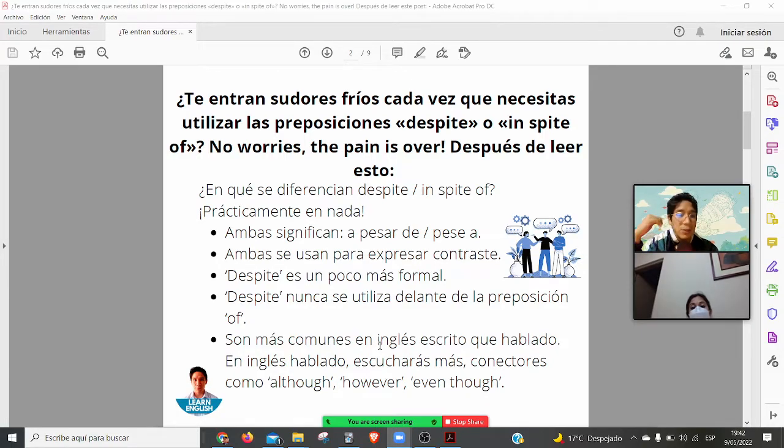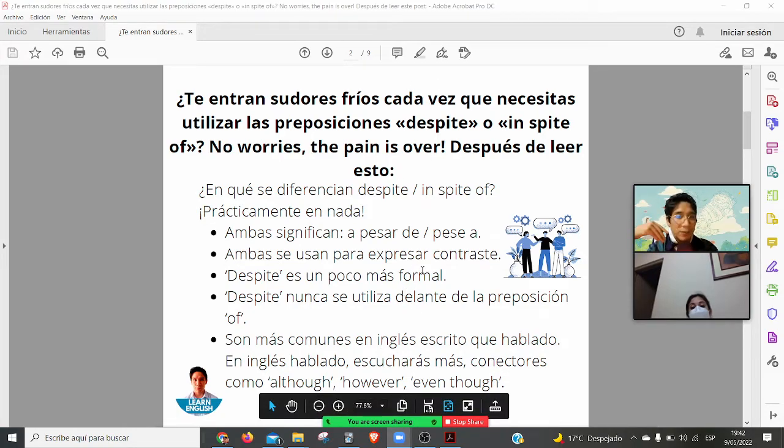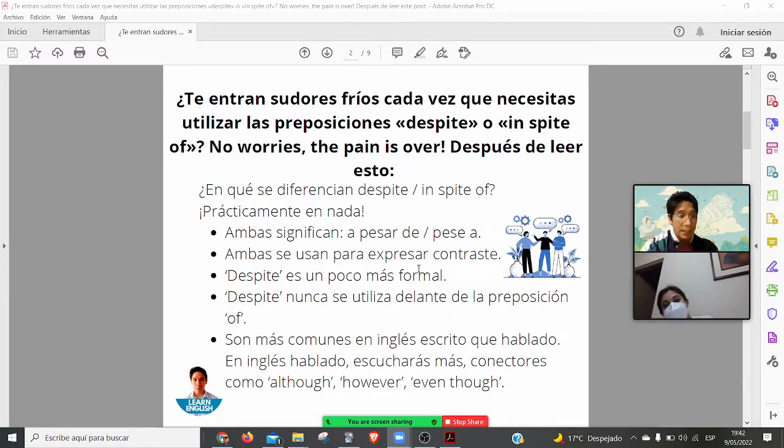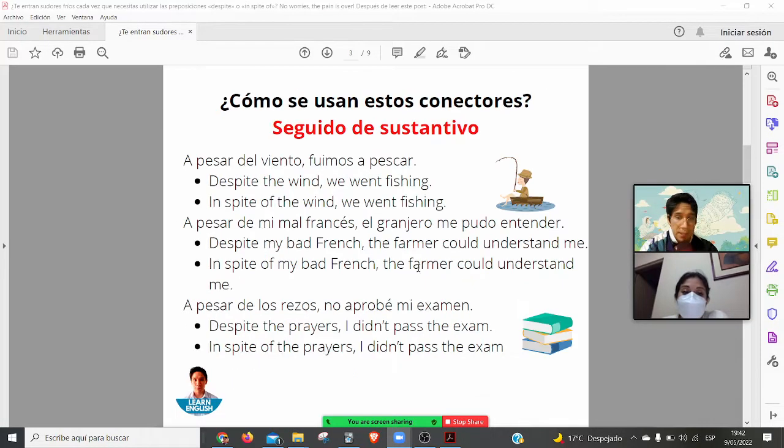En inglés hablado escucharás más conectores como although, however or even though, ya que estos son un poco más formales. Siempre que hables con una persona, trata de hablar formal, a menos que sea tu close friend, ¿ok? Si es parte de tus close friends, you can speak like however, sin embargo, pero si no, siempre utiliza un despite or un in spite of.